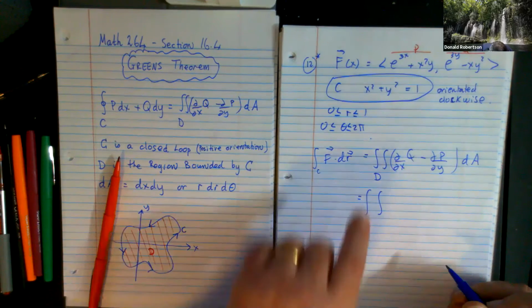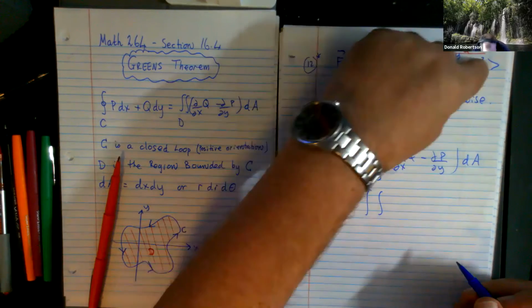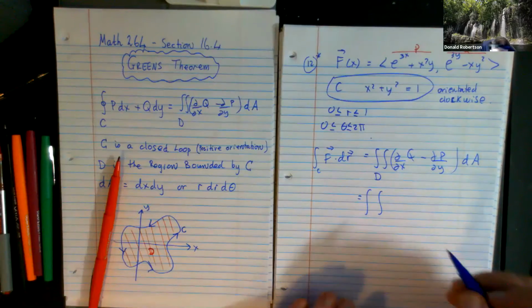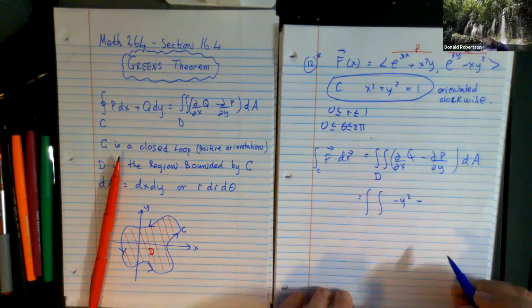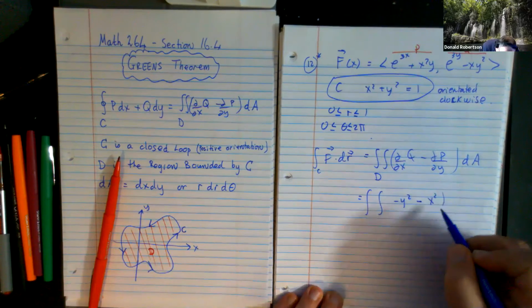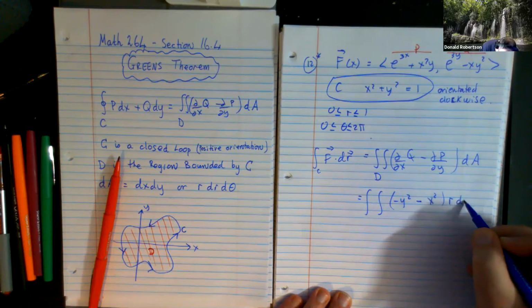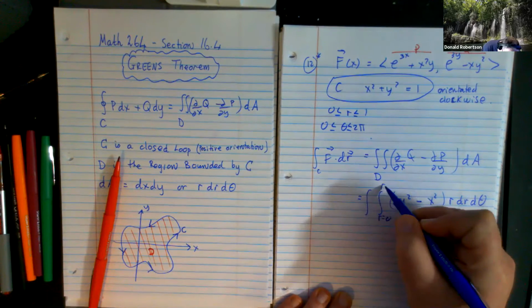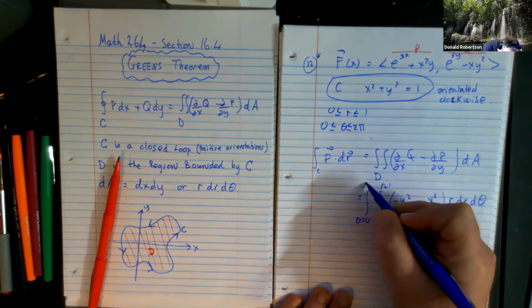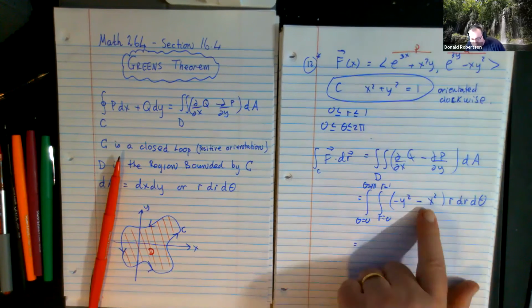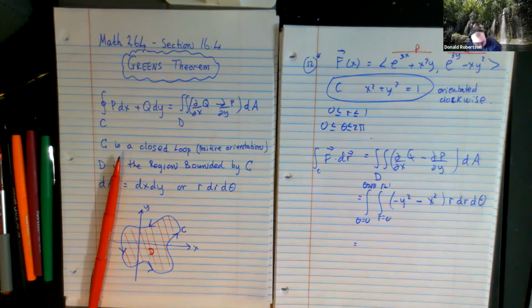Okay, let's see. If you differentiate this with respect to x, you get negative y squared. Take away, if you differentiate this with respect to y, you get that. And since it's going to be polar, it's that. And that means I can do r equals 0 to 1 and theta equals 0 to 2 pi. What will negative x squared, negative y squared be when you convert it to polar form?